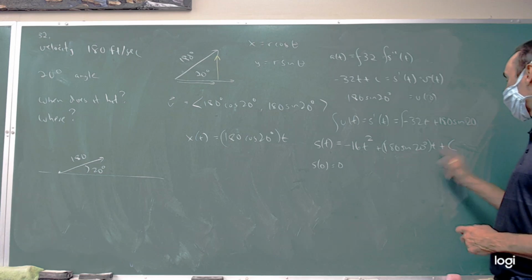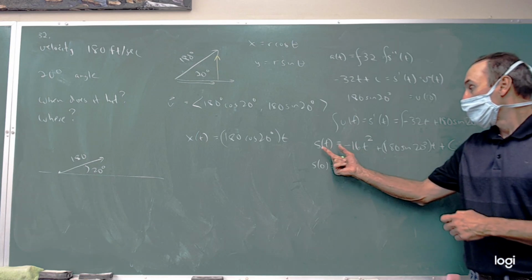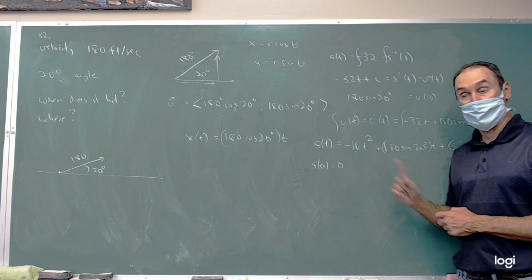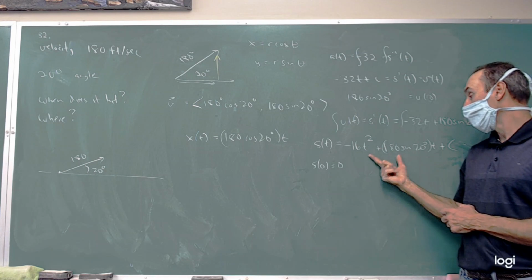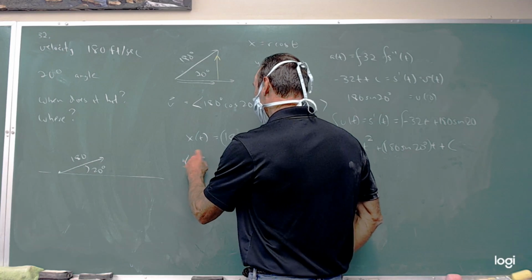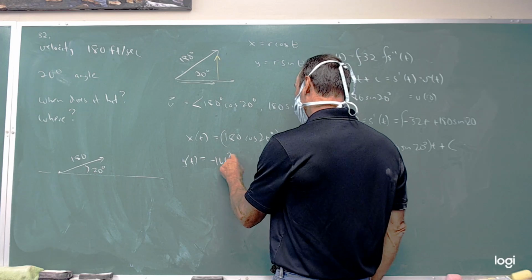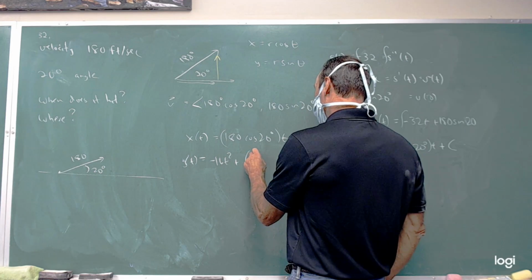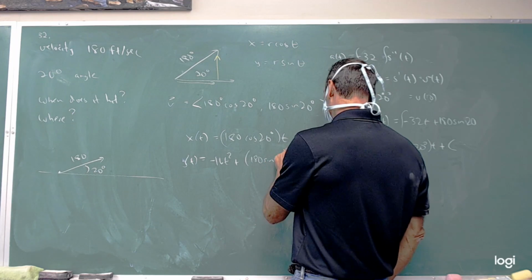So we plug in 0, c is 0. So what we get is our position vertically, if we're looking at how far up it goes, is that our y of t is going to be negative 16t squared plus 180 sine of 20 degrees times t.